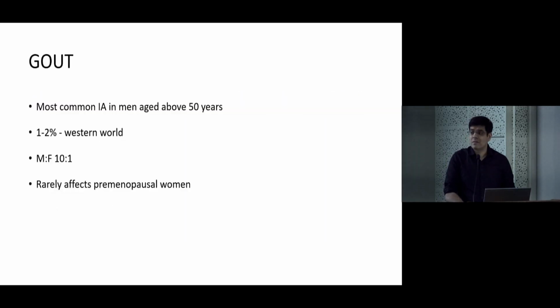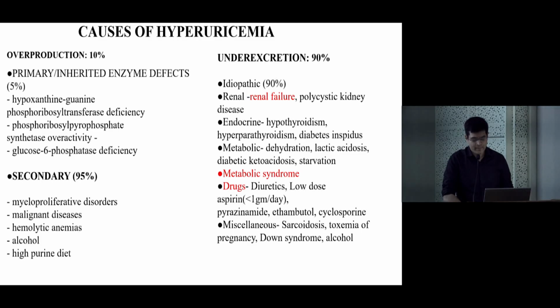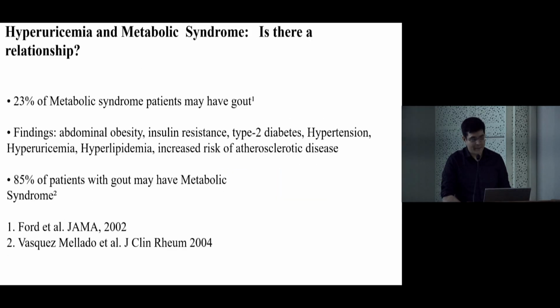And gout is the most common inflammatory arthritis in men above 50 years, mainly affecting males and rarely affecting perimenopausal women. There are various causes of hyperuricemia, but the 3 most common causes are metabolic syndrome, drugs like diuretics, and renal failure. These are the most common causes of hyperuricemia.